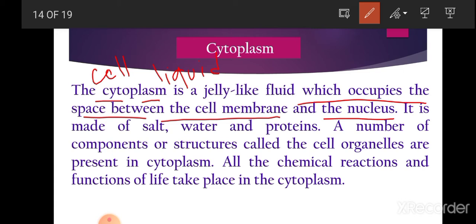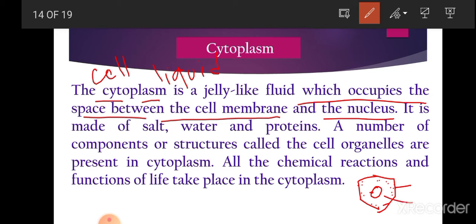cell membrane or plasma membrane, cytoplasm and nucleus. In the structure of the cell, we have seen that the outer membrane is the plasma membrane or cell membrane, and one structure is present, that is the nucleus. So the space between this plasma membrane or cell membrane and this nucleus is occupied by one jelly-like fluid, and that jelly-like fluid is called cytoplasm.